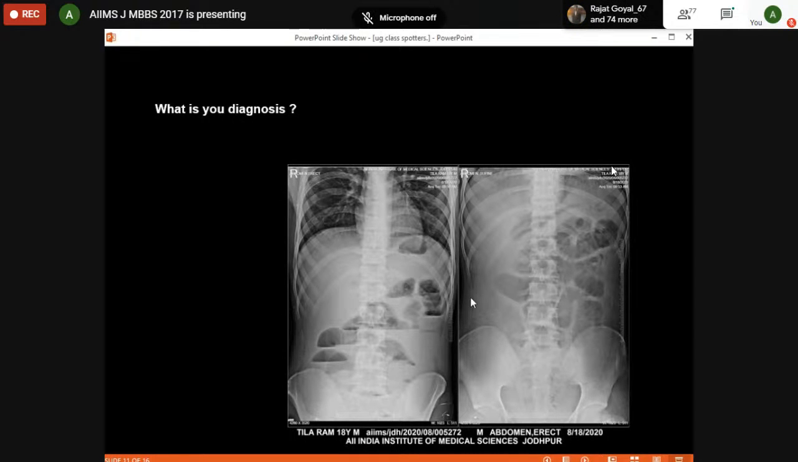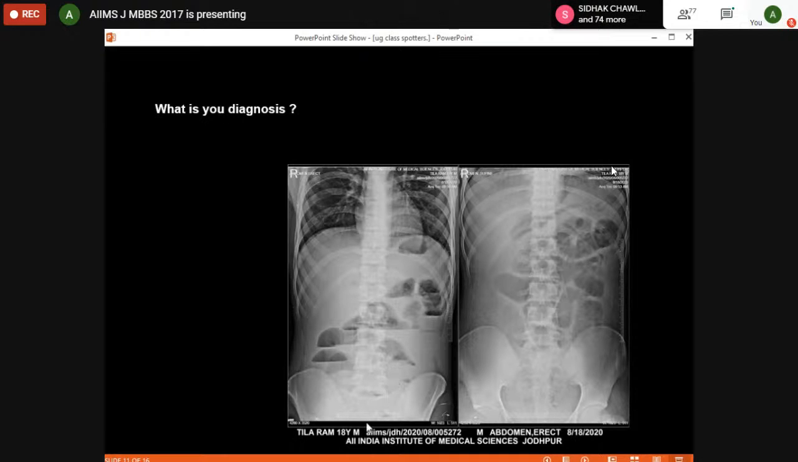Another important thing, I think you must be aware of it, is the 369 rule. What does that mean? If the dilatation of the small bowel loops is more than 3 centimeter, the dilatation of the large bowel loops more than 6 centimeter, and dilatation of the cecum more than 9 centimeter, then you call it definitely distended or dilated bowel loops. Okay, so this is one important thing.